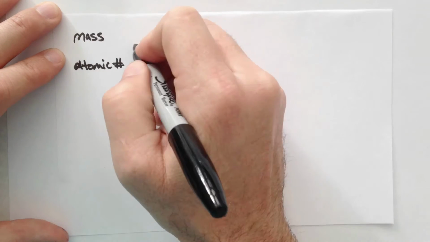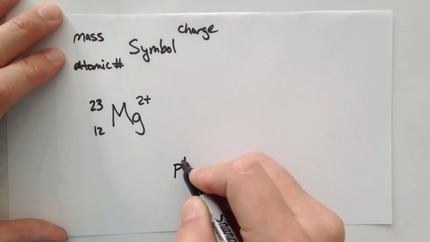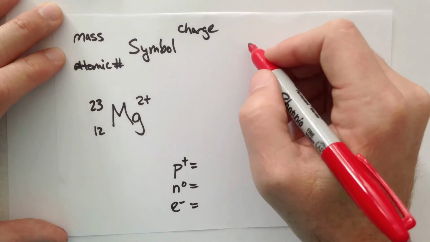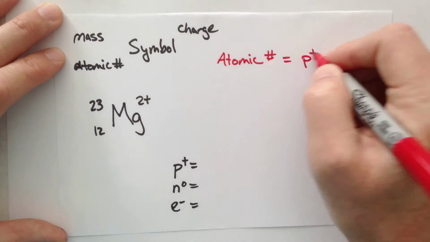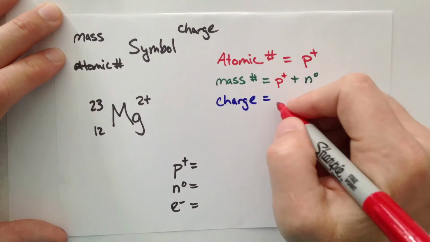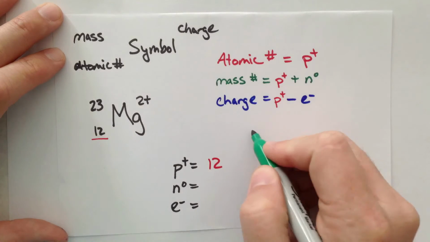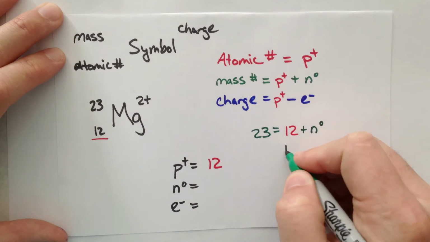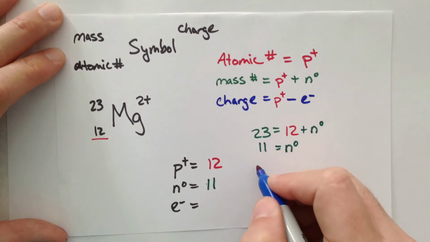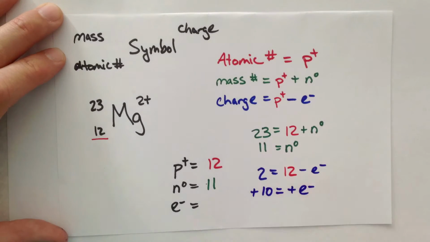Now, let's investigate a symbol. In the upper right-hand corner, that exponent is the charge, +2 for magnesium. In the upper left-hand corner, there's the mass, 23. And in the bottom left-hand corner, there's the atomic number, 12. The formulas allow us to calculate the atomic number, the mass number, and the charge. Watch as I go through this. Now take your time and repeat this process.